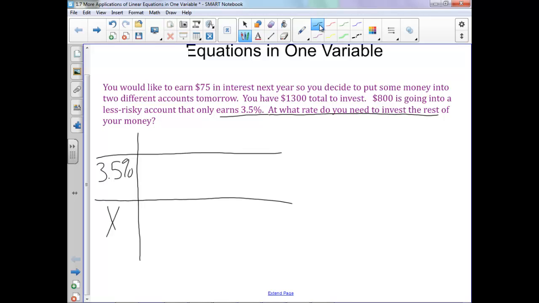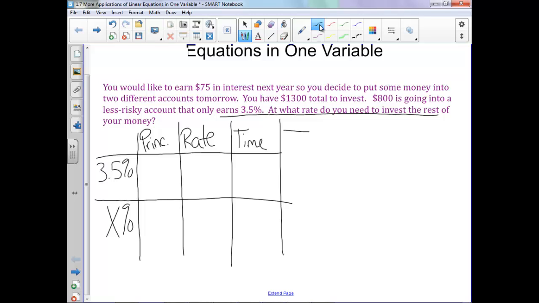So that's our X%. And then across the top, you always want to go with your principal, which is how much money you're putting in, your rate, the time, and this is then going to give you your total interest. And it's for your principal times your rate times your time equals your interest.